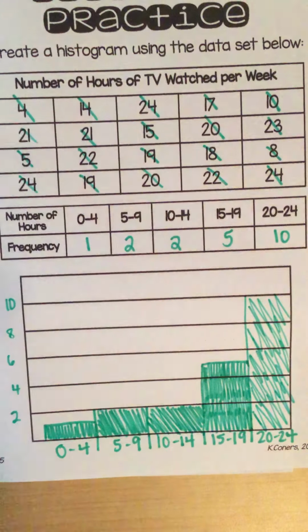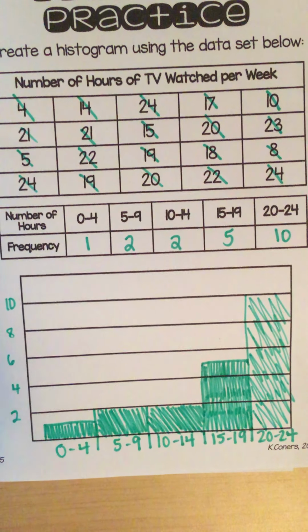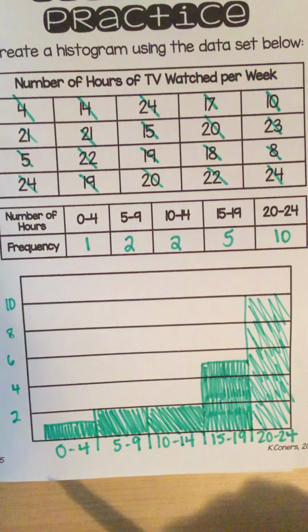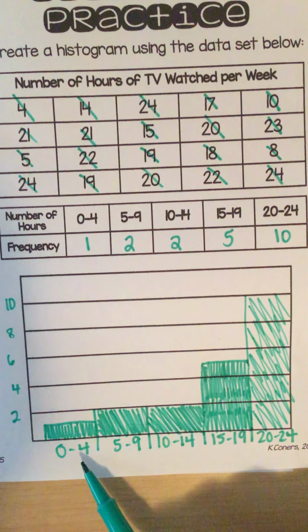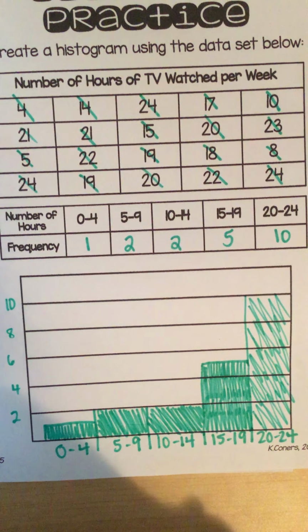color it in. All right, again, the thing that you should notice about these that is different from our bar graph is that each set is touching, and it's a range. It's not necessarily 1, 2, 3, 4, 5, it's a range. All right, if you have any questions, please make sure that you ask.